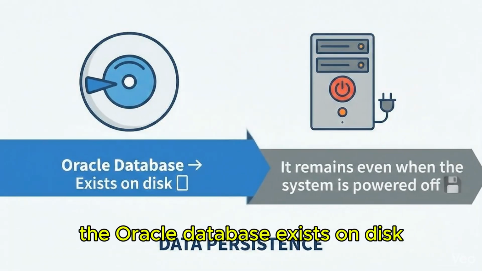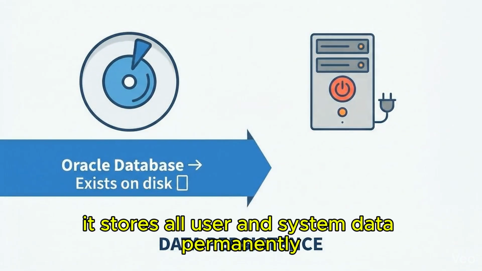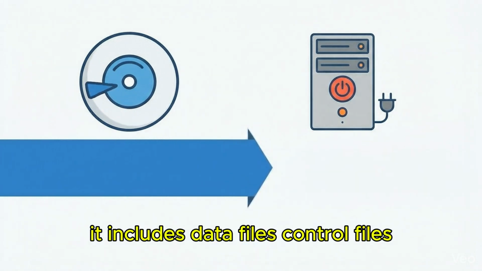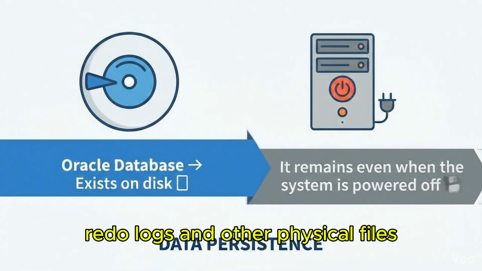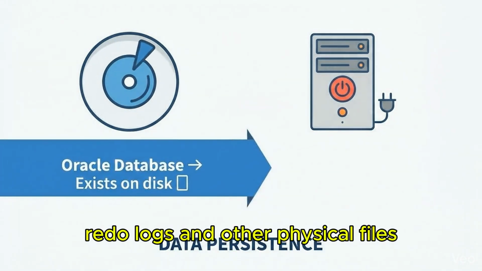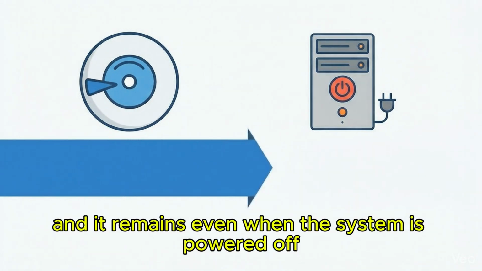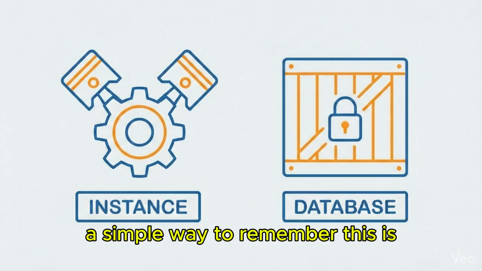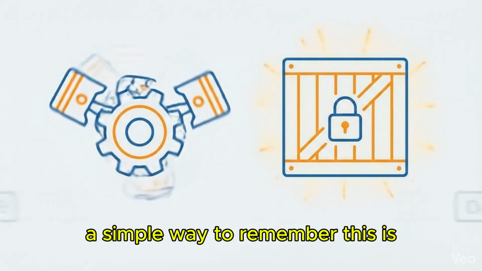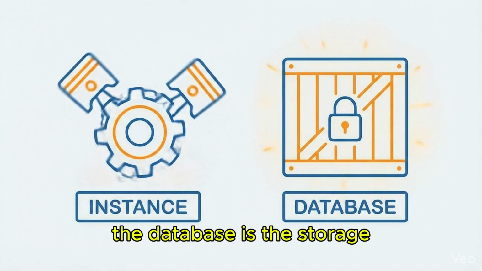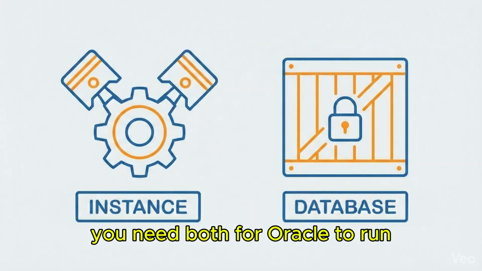The Oracle Database exists on disk. It stores all user and system data permanently. It includes data files, control files, redo logs, and other physical files. It cannot function without an instance, and it remains even when the system is powered off. A simple way to remember this is: the instance is the engine. The database is the storage. You need both for Oracle to run.